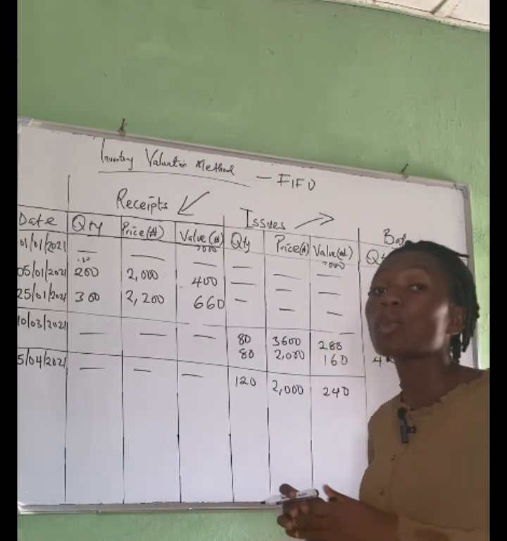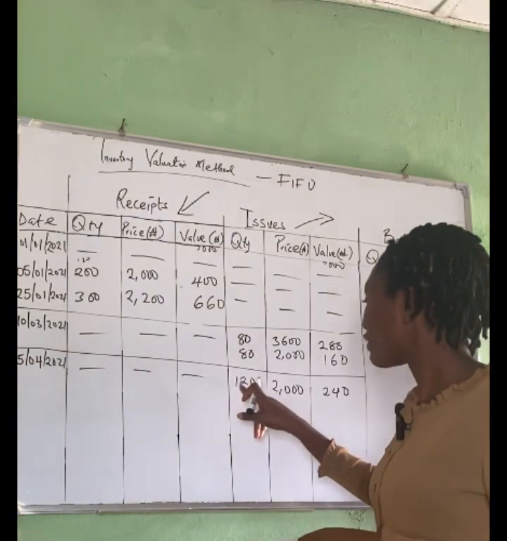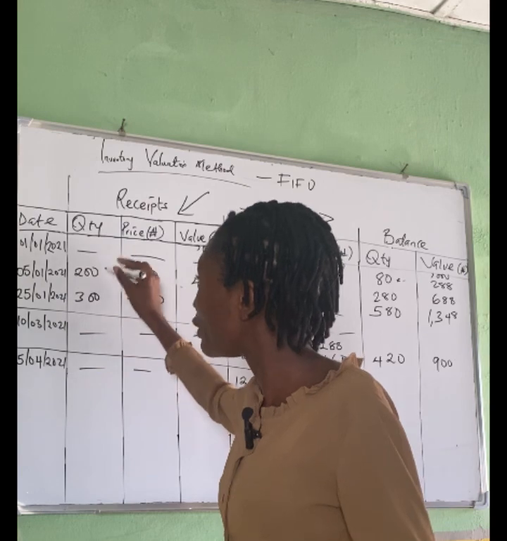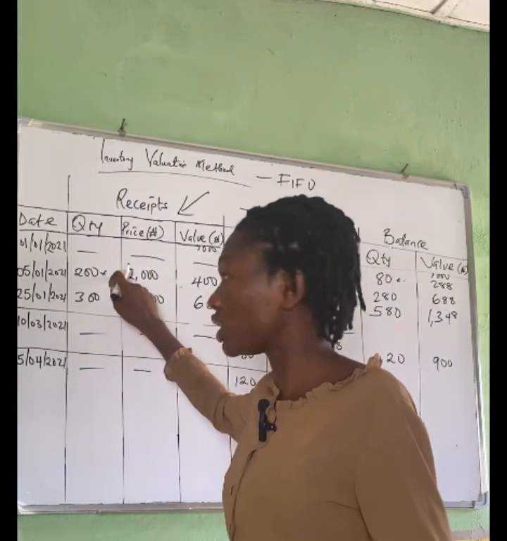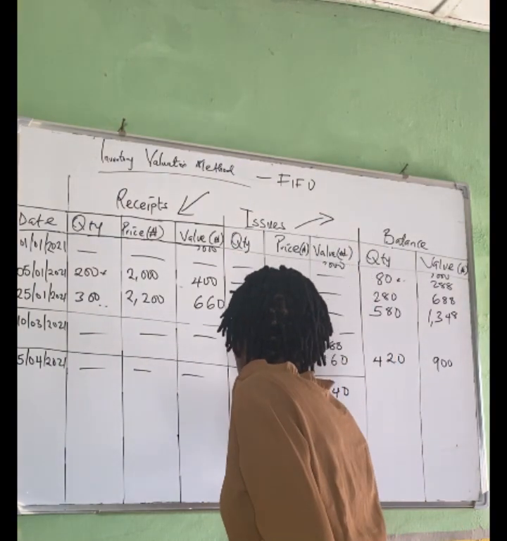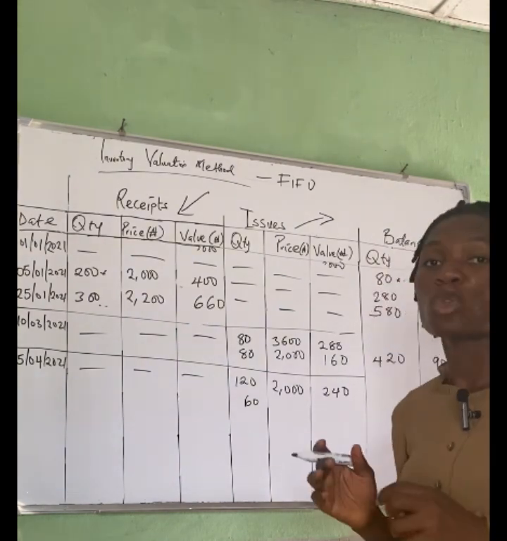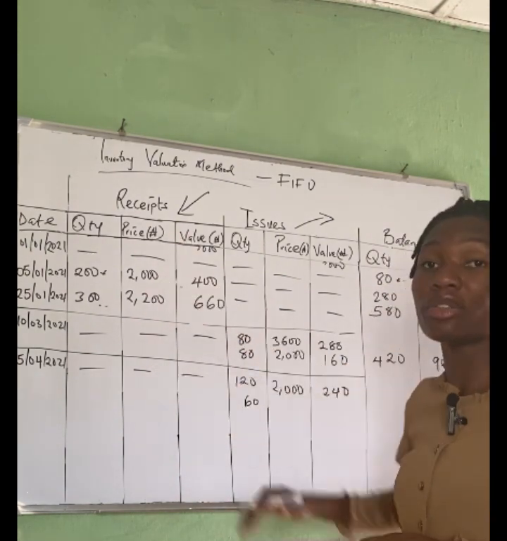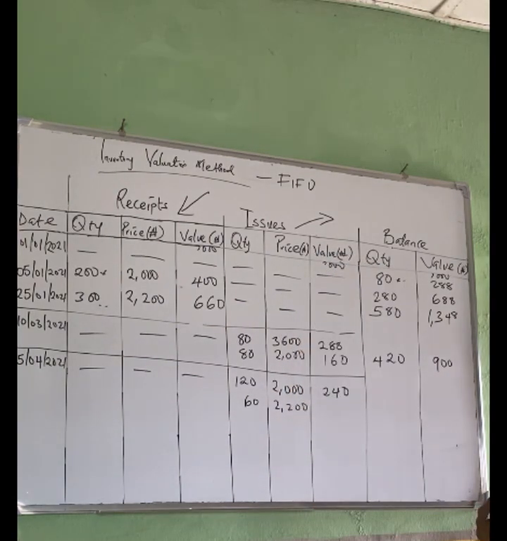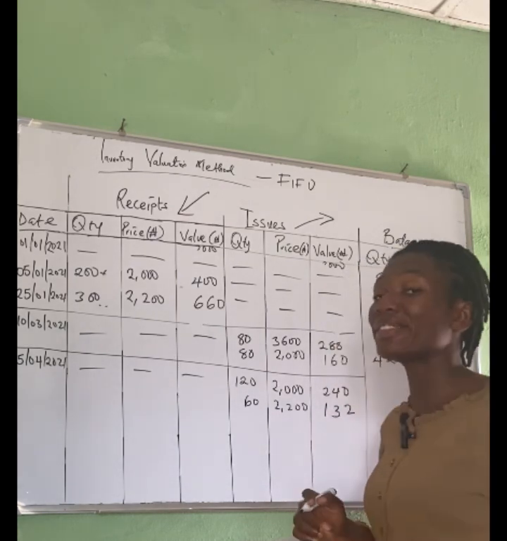And then to meet up with 180 bundles, which we were told was sold, we have issued 120, we are left with 60. Now we can pick the 60 from the next. That means we are also through with this receipt. Now we can pick the 60 from the 300. So we are picking 60, and the price that we are using is 2,200 naira, which is the price of the receipt. When we multiply, we are having 132,000, so suspending our 3 zeros, we'll be having 132.